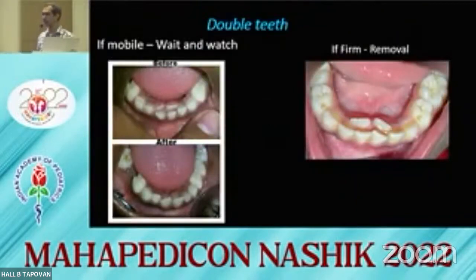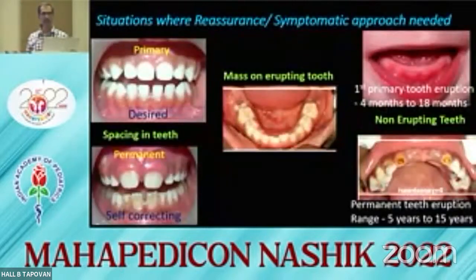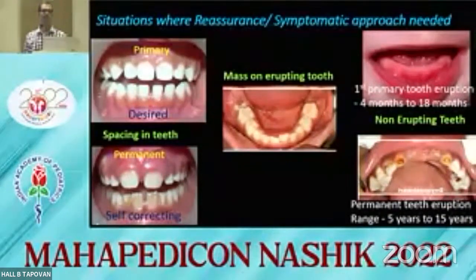Another situation which we all come across very frequently is double teeth, for which the pediatricians are consulted. The thumb rule: if such double teeth are seen and if the primary teeth are mobile, just wait and watch. If those are firm, then the removal or extraction of such teeth should be done. Situations where only reassurance to the parents and or a symptomatic approach is indicated.